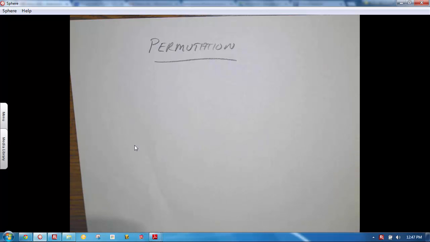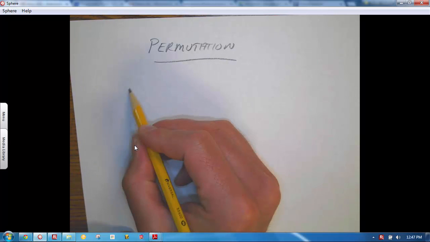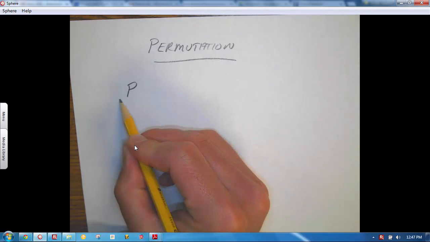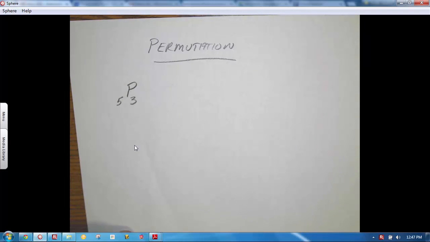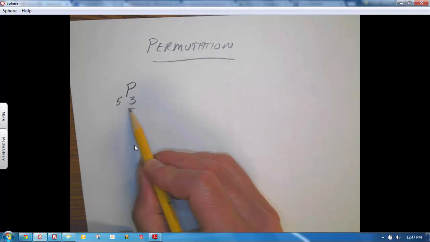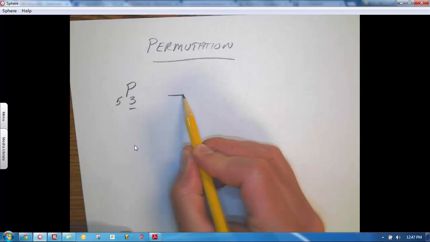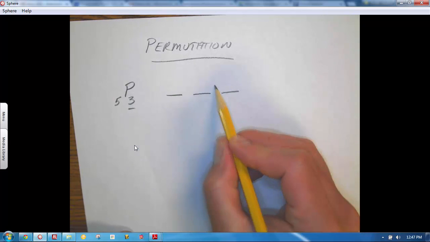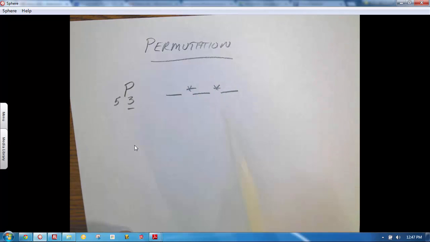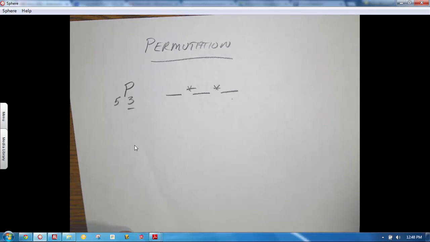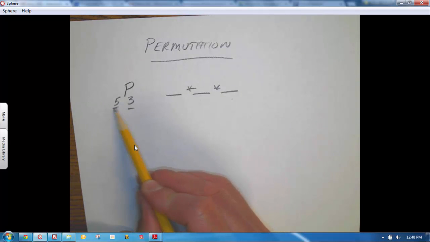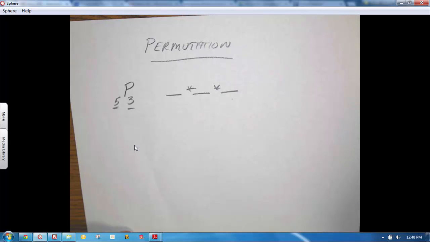To calculate a permutation, it's pretty simple. So let's just take an example of a permutation of 5 things chosen 3 at a time. Well, this right here tells me how many slots I have available. If you think back to our teddy bear notes, I would have 3 spots on the shelves, and this number, the 5, represents how many bears we have to choose from. Okay, so I would have 5 different bears.